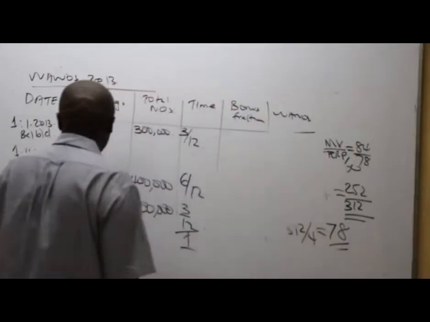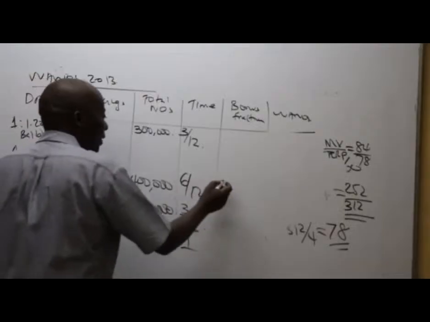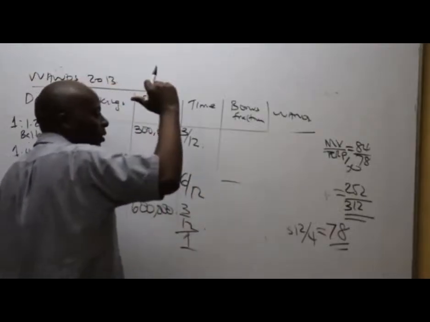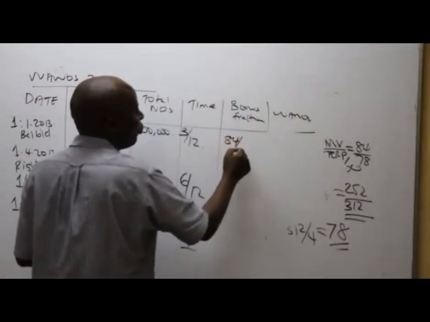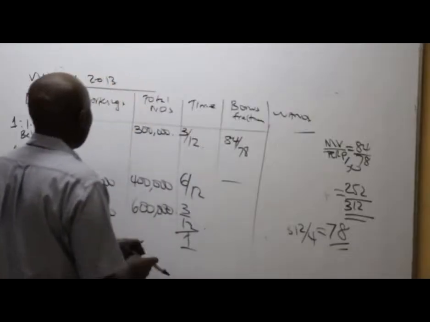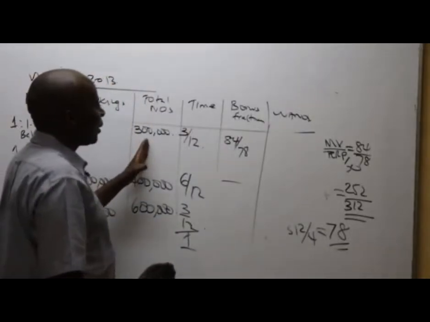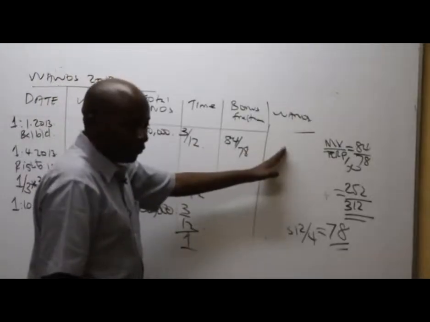Kumbuka usianze kuanzia mahali pa rights issue. Your bonus fraction cannot start from there. It normally starts from the immediate predecessor and then goes up and up and up. So then this one here will be 84 over what here, somebody? 78. And then I'll be able now to get the numbers very easily by taking the total number times the time fraction times the bonus fraction, which will give me this in form of a whole number.